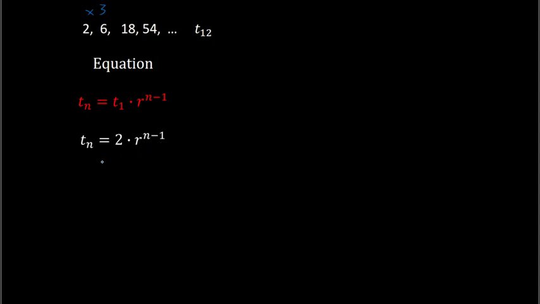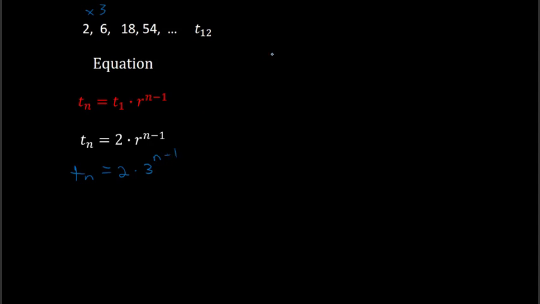So we have 2 times, that should be a 3. 2 times 3 to the n minus 1 power. So we have this. And we cannot combine the 2 and the 3 because they're not like terms, or another way of thinking of it is we would do the exponents first and then multiply. So this would be my equation in general.